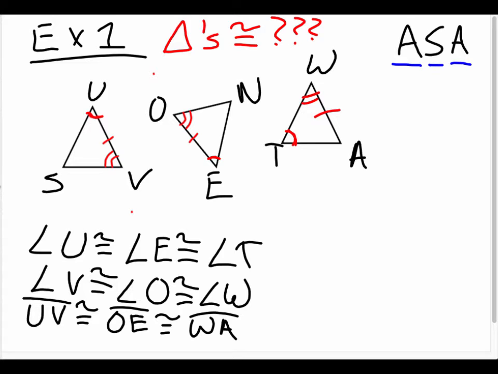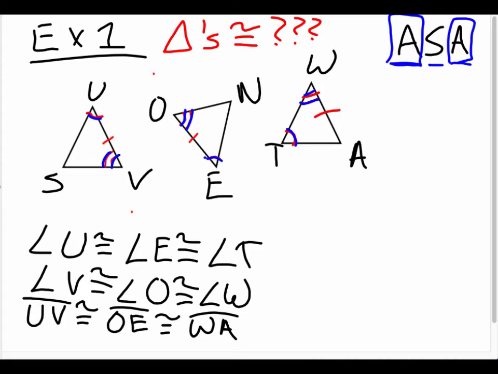So here, I have an angle. Here, I have an angle. Here, I have an angle. Now, let's look at this other congruent angle. I have another congruent angle. I have another congruent angle. So I have this angle, and I have this angle. Notice that the side is trapped between the 2 congruent angles.